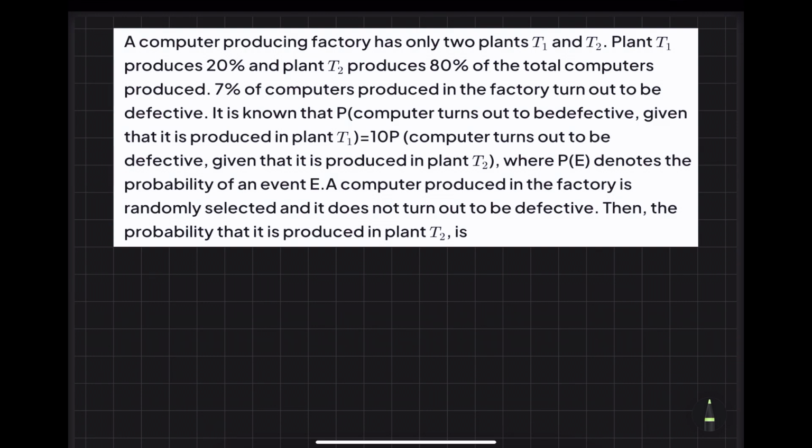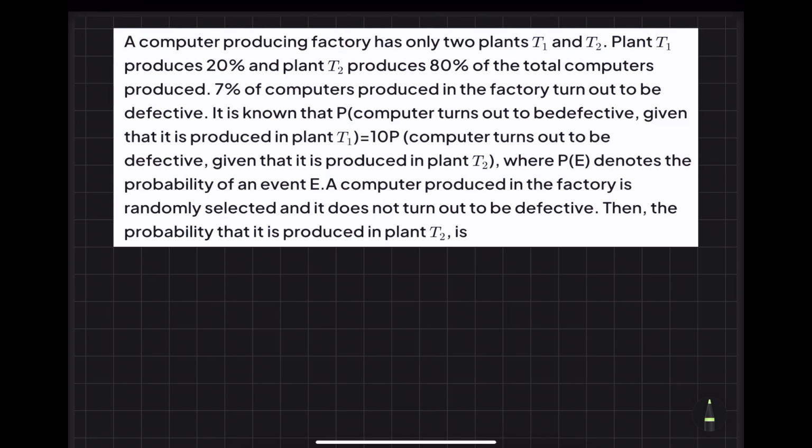So, we got a wholesome new problem which says a computer producing factory has only two plants, T1 and T2. Suppose that you have two branches where you produce computers. Plant T1 produces 20%. Plant T2 produces 80% of the total computers produced.